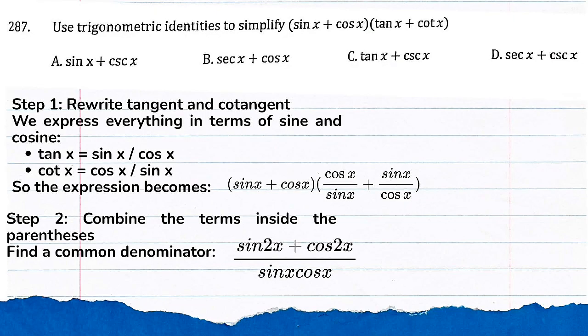To solve, let's expand step by step. First, what are tangent and cotangent in terms of sine and cosine? Tangent is equal to sine over cosine. Cotangent is equal to cosine over sine. Now substitute and multiply. After simplifying, terms cancel nicely. So what do we get after simplification? It becomes secant x plus cosecant x. Therefore, the final answer is secant x plus cosecant x.